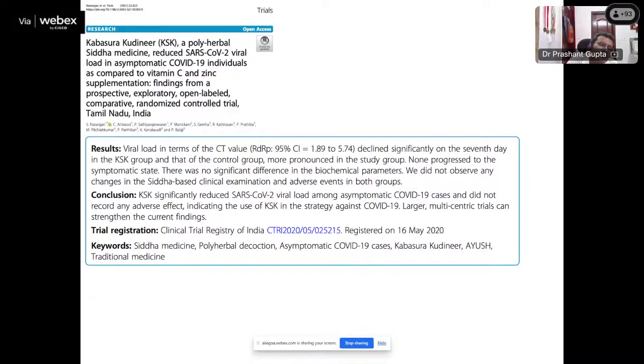And on the basis of these two papers, a paper came into existence: an open label comparative randomized control trial. When we proposed such things in our IEC, there was, I'm not saying very strong, but at least a good resistance, with the question: do you have any sort of evidence for using such things directly in humans? So the computer has helped us a lot. Then we got this CTRI registration, and I collected it from CTRI.